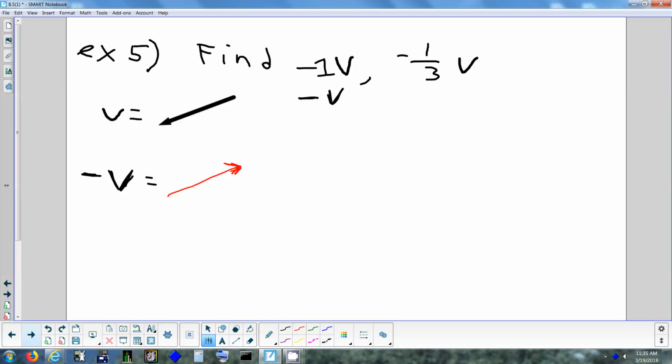I'm not going to take time to do it perfect, but that's the idea. Okay, and negative 1/3 v. To get negative 1/3 v, not only do I reverse the direction, but I also do what else? Yeah. Cut it down to a third. Yeah, make it a third as long. So I'm just going to estimate what I think a third is. Okay, any questions on that?